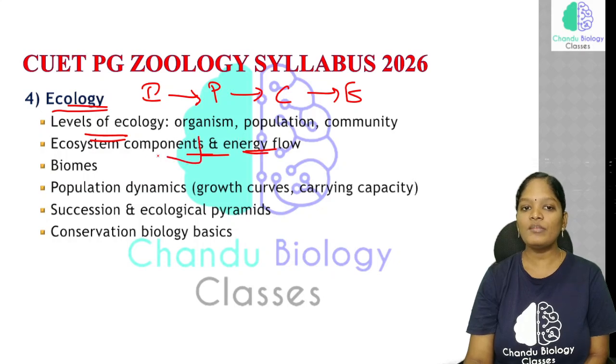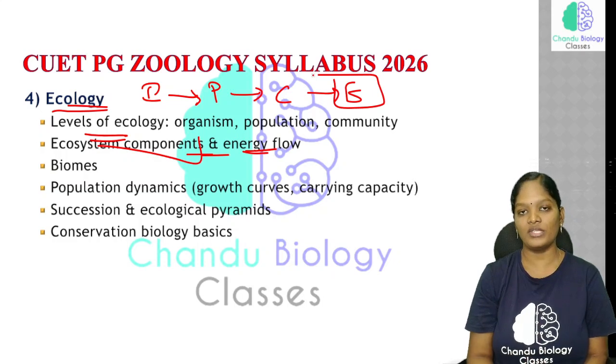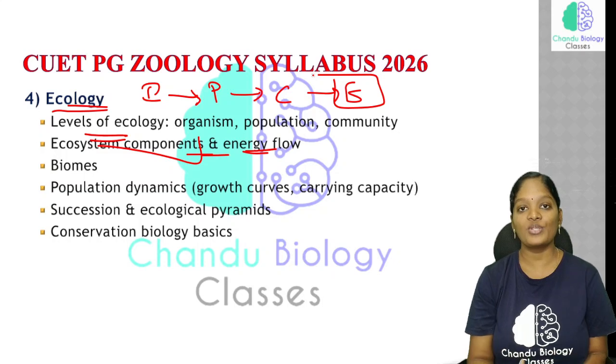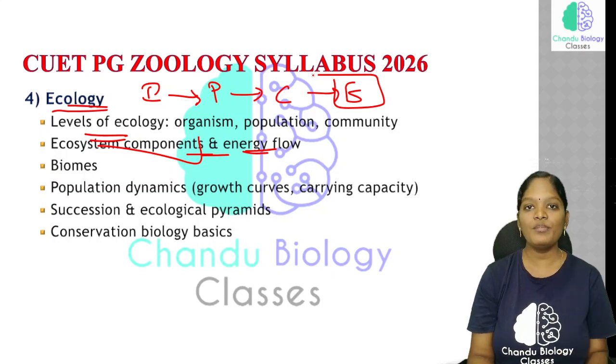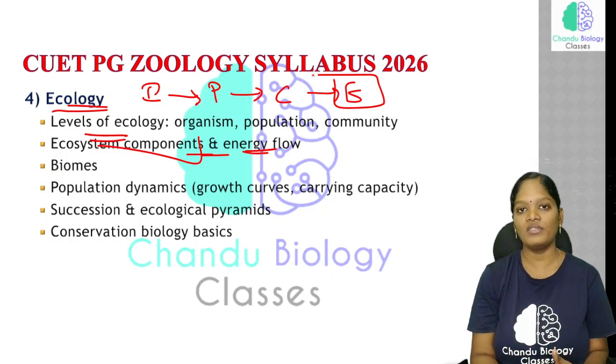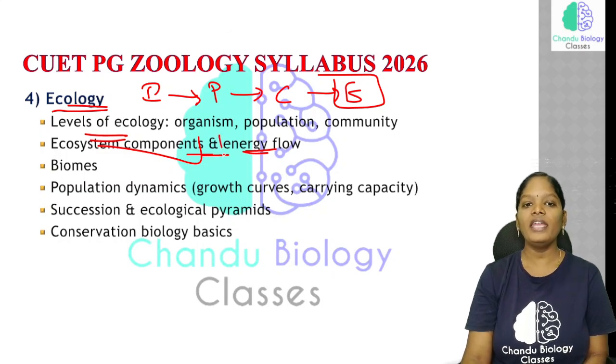For the ecosystem components, how can we define an ecosystem? An interaction between biotic and abiotic factors is called an ecosystem. So what are biotic factors? What are abiotic factors? If it is an interaction between these two, how will that interaction be? Everything will be studied in the ecosystem components and energy flow.